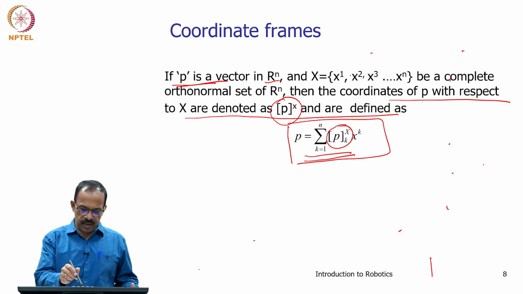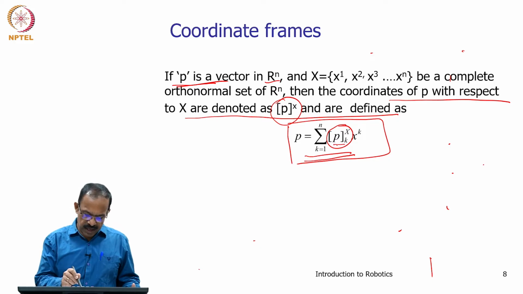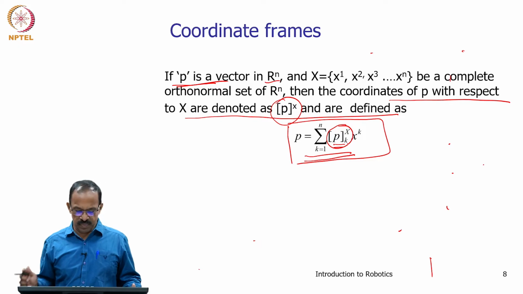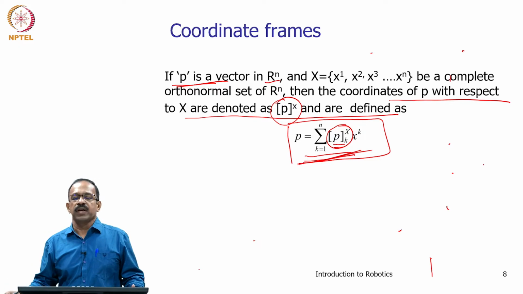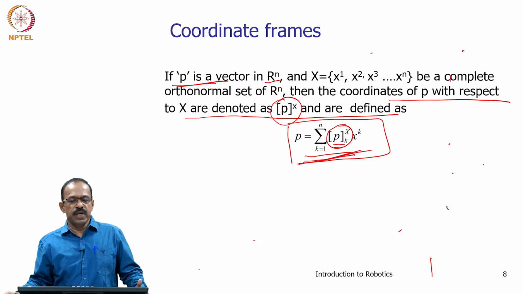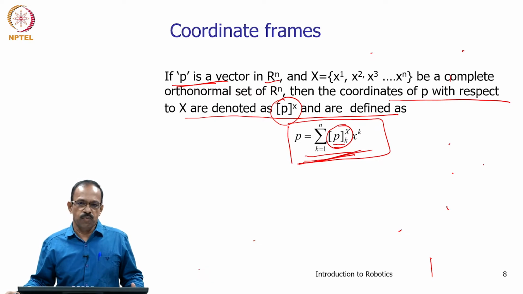So, we have x1, x2, x3, up to xn as the axes of the n-dimensional coordinate frame. Then we get this as the coordinates of p with respect to x, and p_x^k x_k gives the complete vector. That is how you define the vector in n-dimensional space. Now, if it is a 3-dimensional space, p1, p2, p3 will be the coordinates, and we will be able to get the vector.